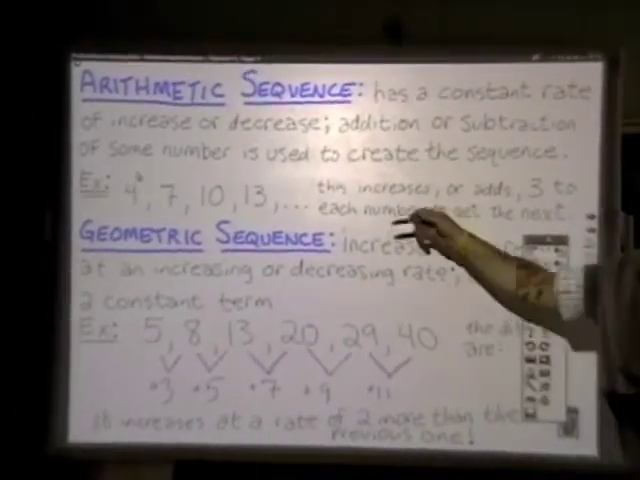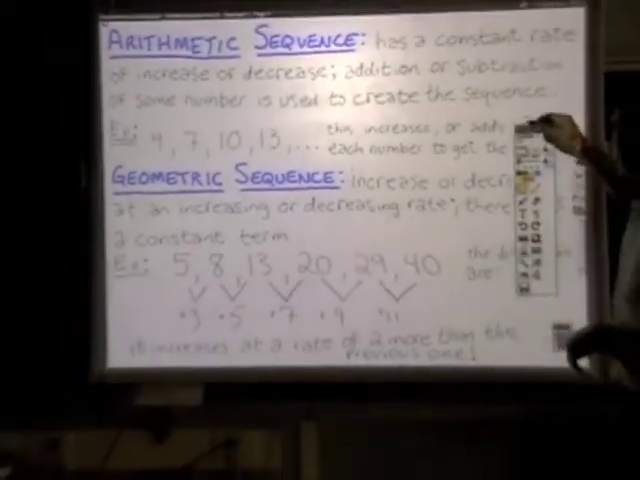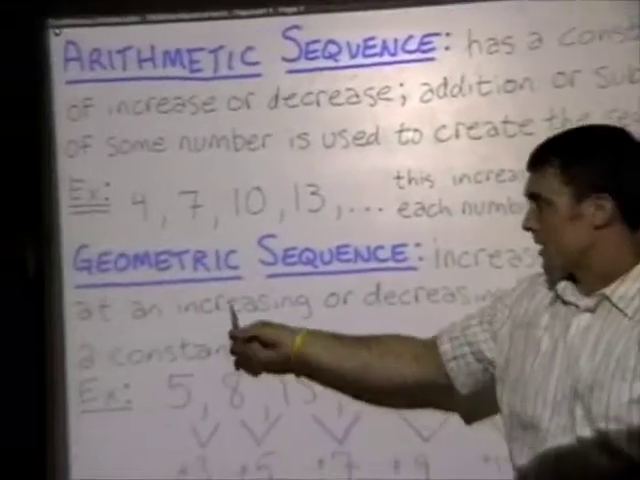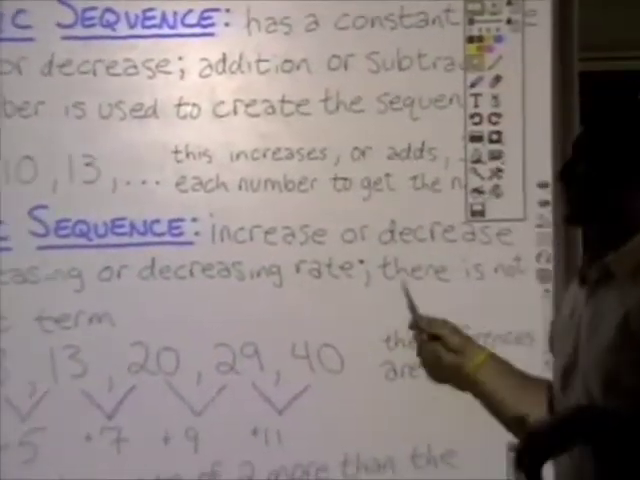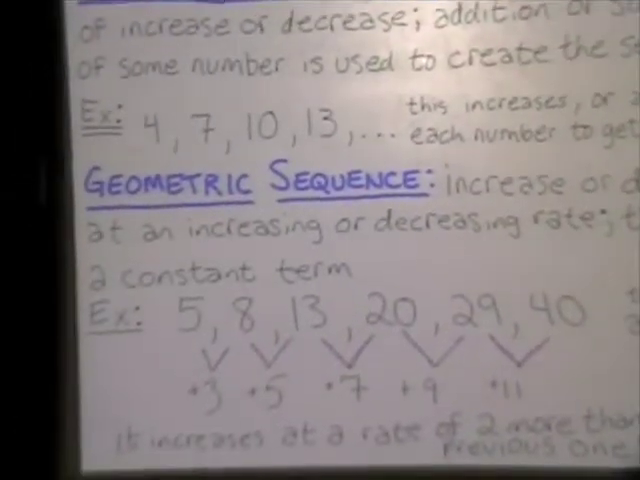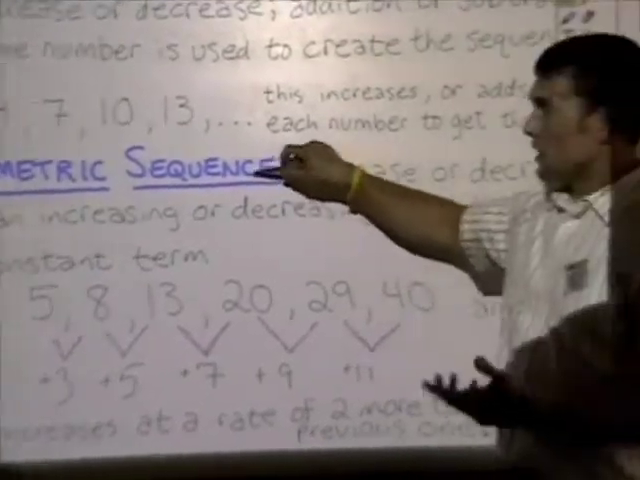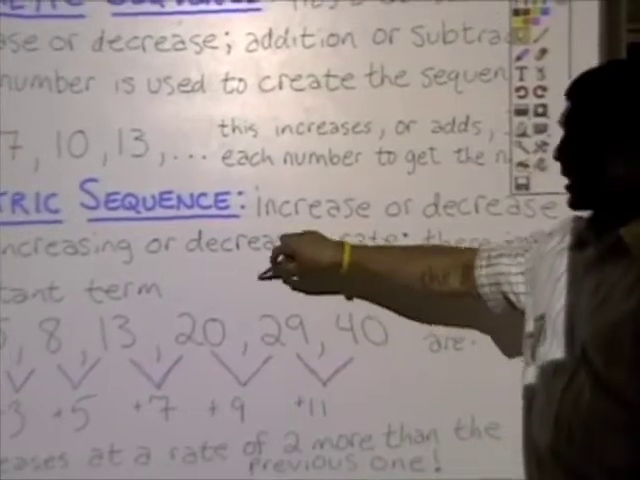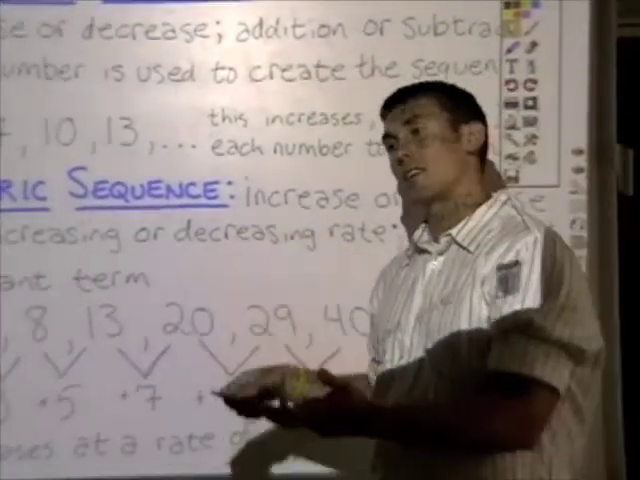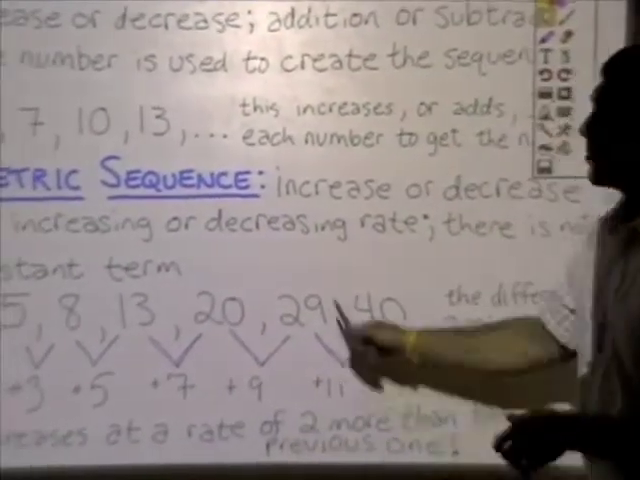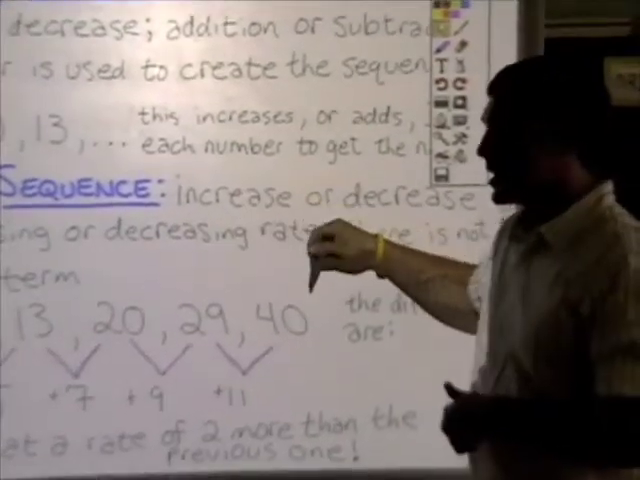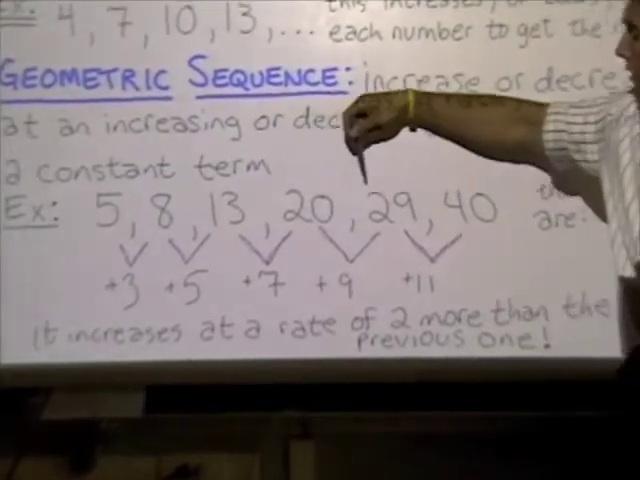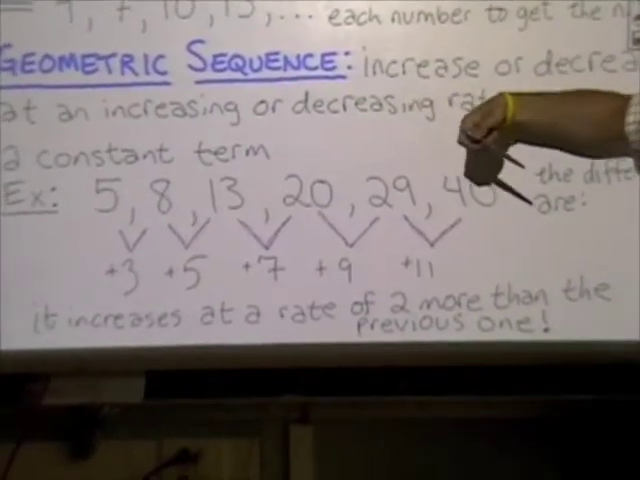All right, geometric sequence. This is where we have an increase or decrease at an increasing or decreasing rate. There is not a constant term. So in this case, we cannot make a linear equation, or an equation that we deal with in Algebra 1, because we don't have a constant rate of increase, which is a slope that's necessary to make an equation. But we can figure out the next terms in the pattern. For example, 5, 8, 13, 20, 29, and 40 are our numbers.